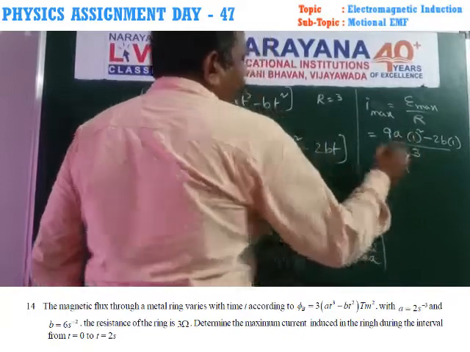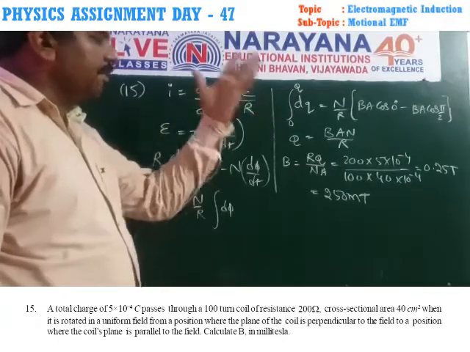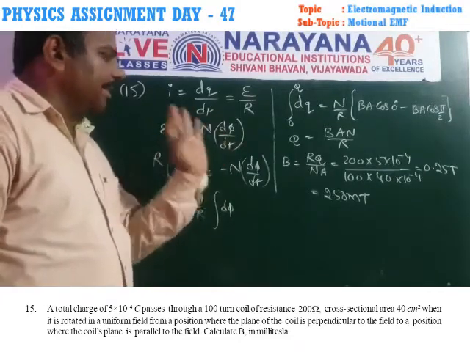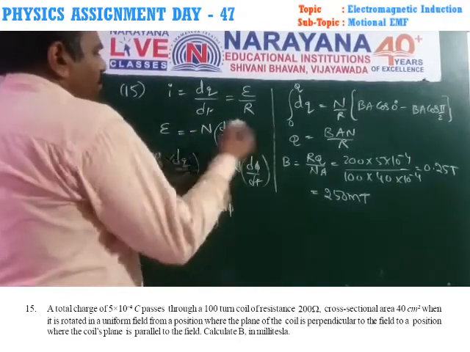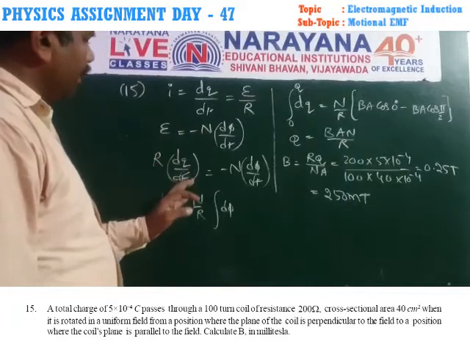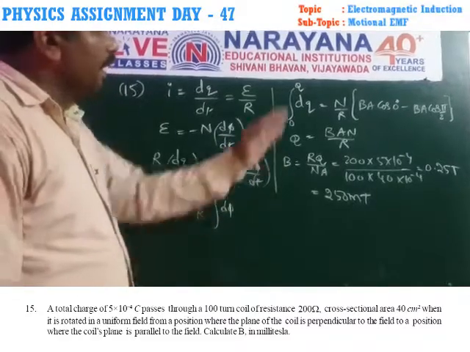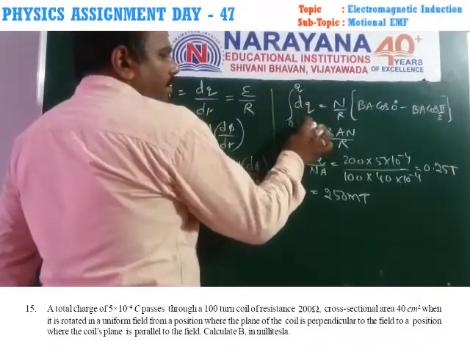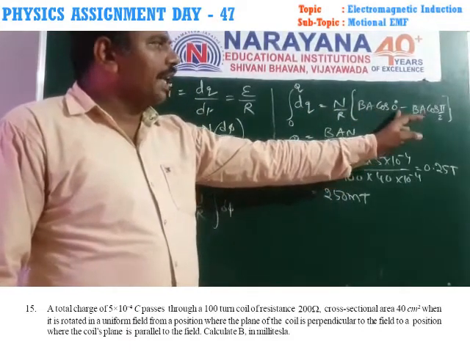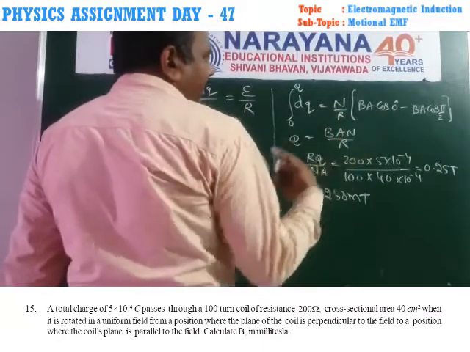6 amperes current. In the 15th sum, the current in the circuit I is equal to dq by dt, which is equal to EMF by R. But according to Faraday's law, induced EMF is equal to minus N into d phi by dt. By equating these two, EMF is substituted like R into dq by dt, dt cancels, dq is equal to N by R into d phi. So on integrating it from 0 to q charge, q is equal to BA into flux here. So BA into angle 0 to pi by 2, 90 degrees. So cos 0 minus cos 90, which is equal to BAN by R.